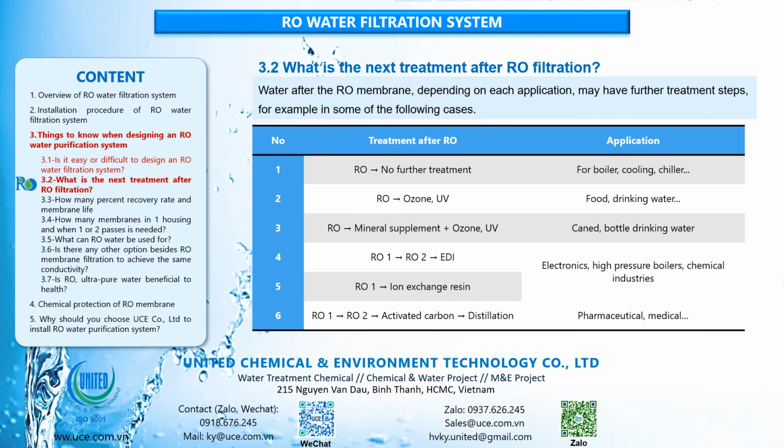3.2 What is the next treatment after RO filtration? Water after the RO membrane, depending on each application, may have further treatment steps, for example in some of the following cases. 1. Treatment after RO: RO → no further treatment. Application: boiler, cooling, chiller.